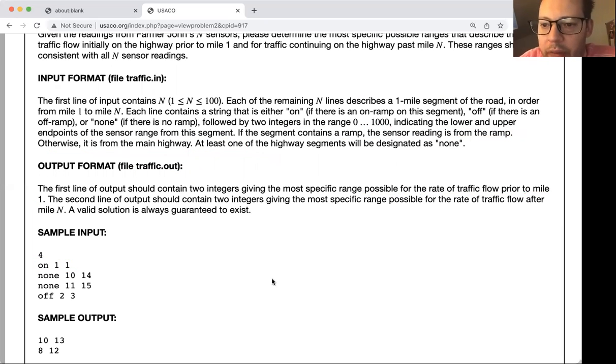Okay, so I've got mile 1. Let me actually draw this like a highway. So mile 1 has an on-ramp, and in this example, there are between 1 and 1 cars getting on the on-ramp.